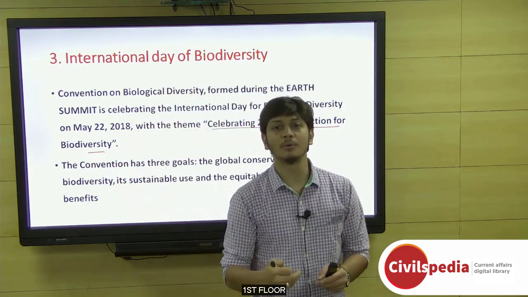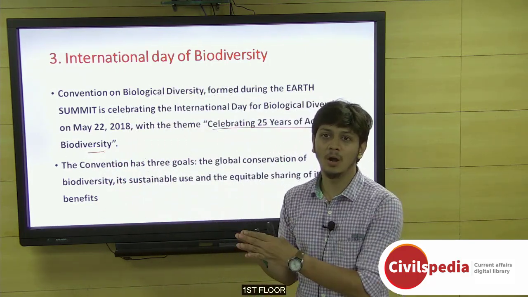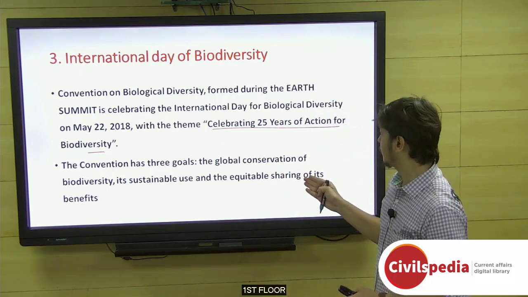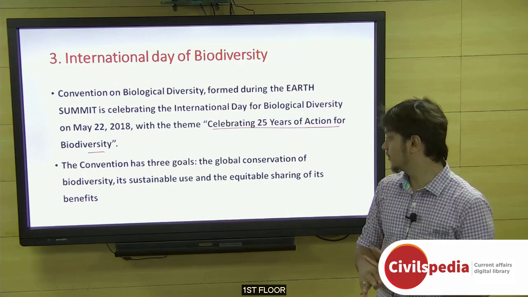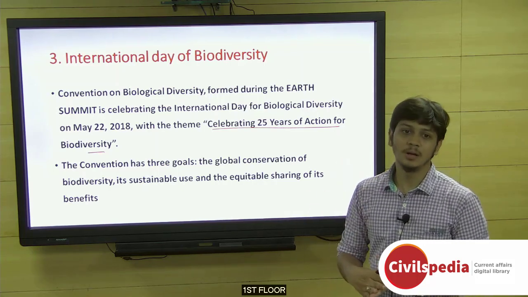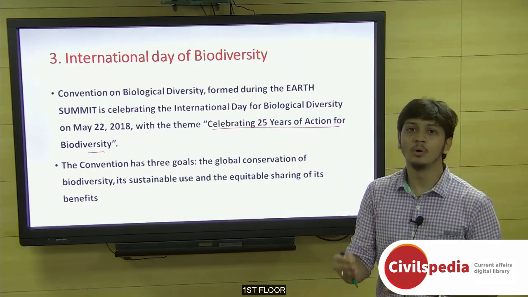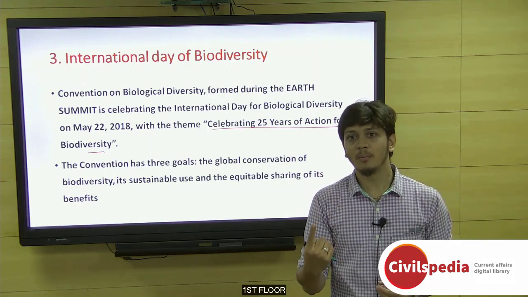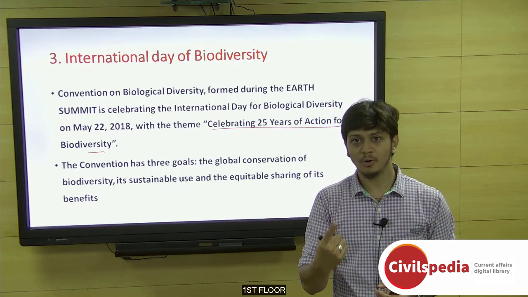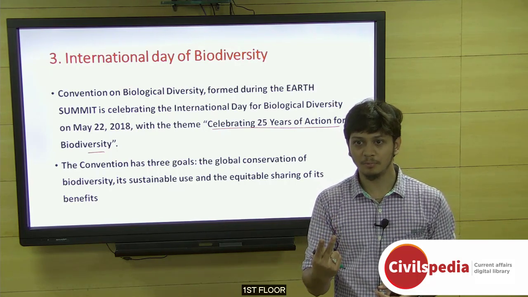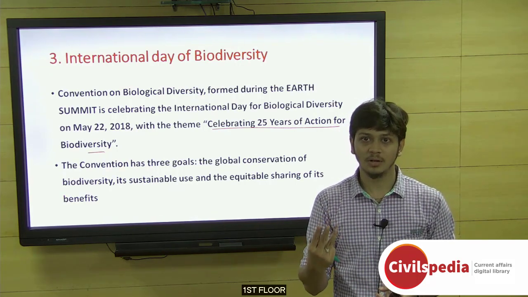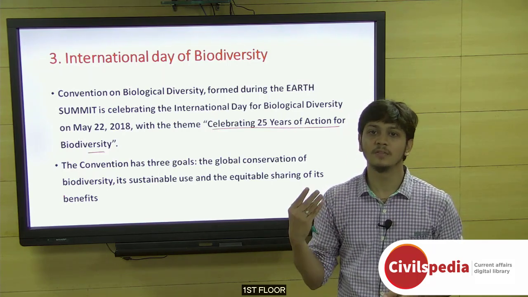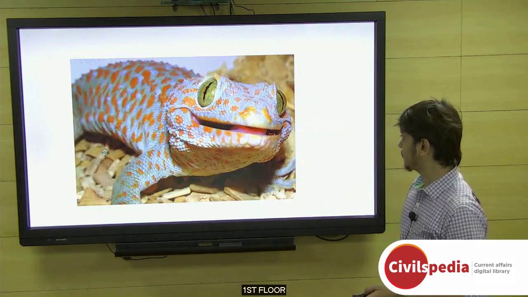This is the theme because it has been 25 years since the Convention on Biodiversity was established, and the convention has three important goals: the global conservation of biodiversity, its sustainable use, and equitable sharing of benefits. We know that the Convention on Biodiversity has important protocols. We have the Nagoya Protocol, the Kuala Lumpur Nagoya Supplementary Protocol, the Aichi Biodiversity Targets, and the Cartagena Protocol. So these are four important components of this Convention on Biological Diversity.